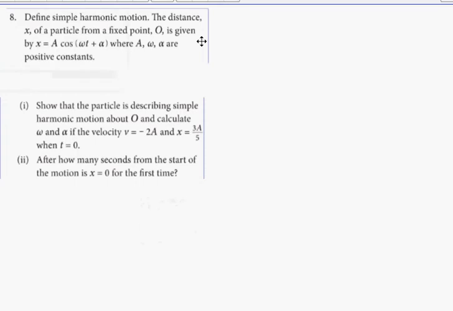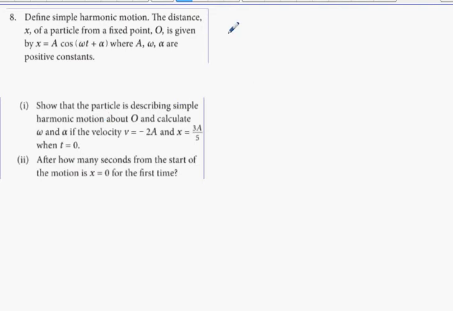Alright guys, so question 8. Define simple harmonic motion. The distance x of a particle from a fixed point O is given by x equals a cos(omega t plus alpha), where a, omega and alpha are positive constants. Show that the particle is describing simple harmonic motion about O and calculate omega and alpha if the velocity v equals minus 2a and x equals 3a over 5 when t equals 0.